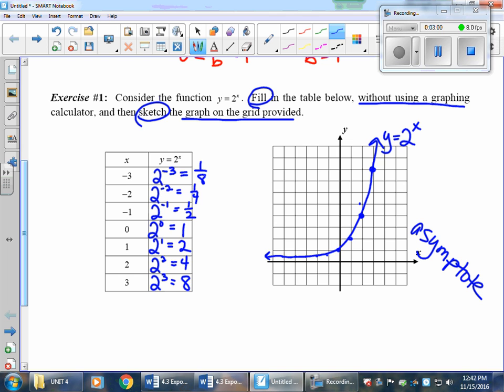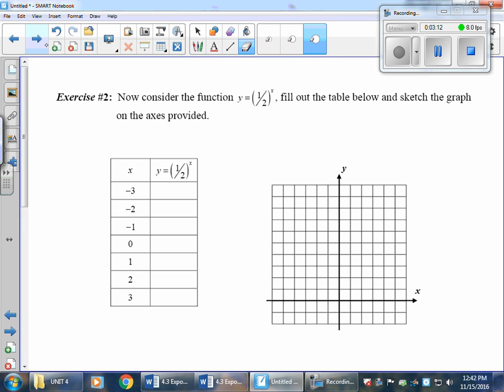All right, so now let's take a look at the next one. Again, if you need to pause, you know how to do this. Pause it, write down what you need to, and come back to me. Exercise 2. Now let's consider when we have a number between 0 and 1. So fill out the table below, and we're going to sketch the graph on the axis provided.